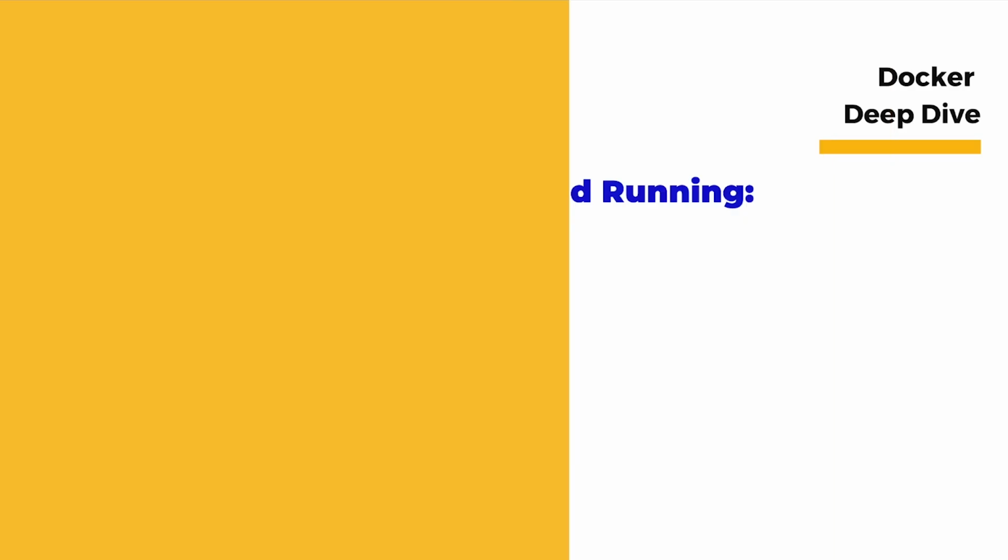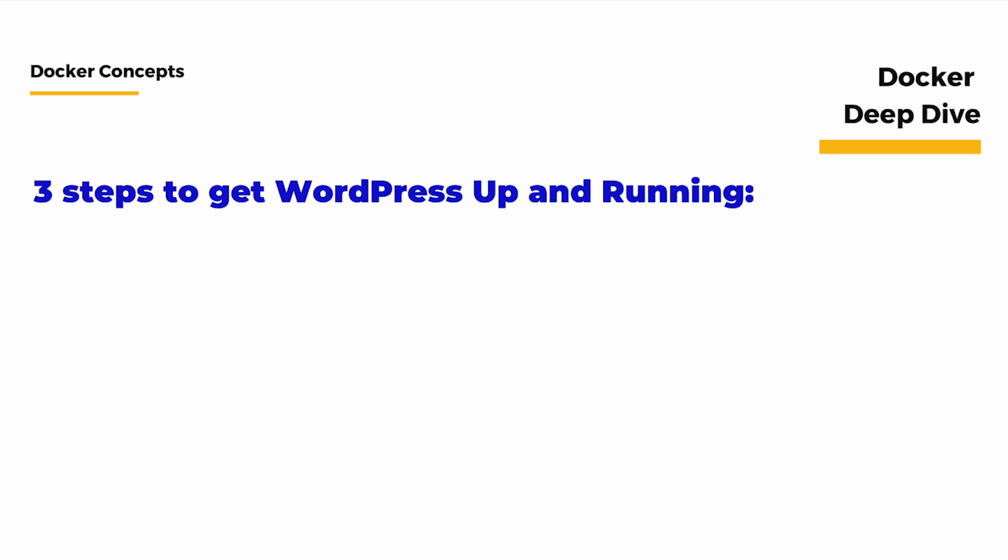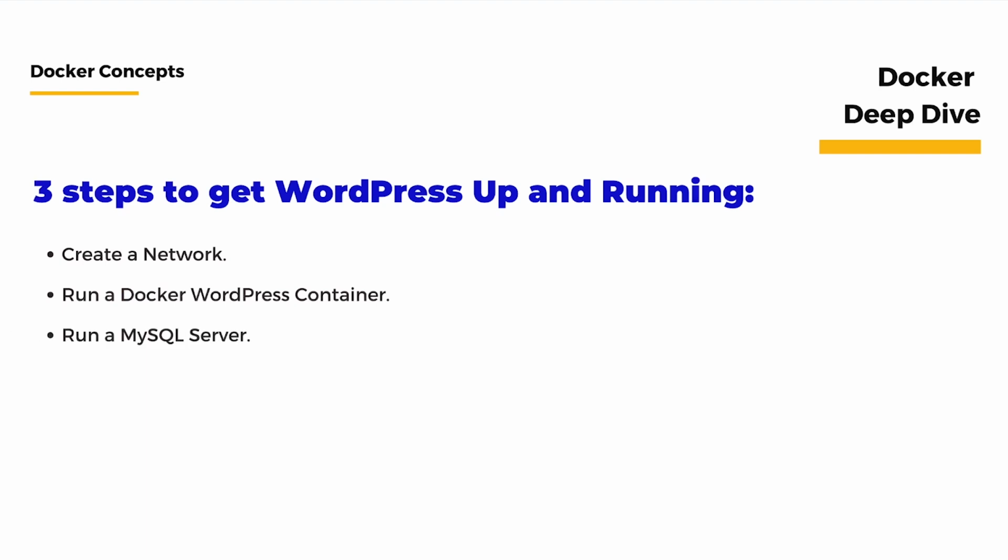So let's see what are the three steps that we need to accomplish to get WordPress up and running using Docker. The first step is to create a network because, as mentioned earlier, the components for WordPress need to communicate, and for that we need a common network. Once we have that network, we will run a Docker WordPress container, and in the next step, we will run a Docker MySQL server container. And in the last, we make sure that both containers are on the same network. So let's see all these three steps in action.